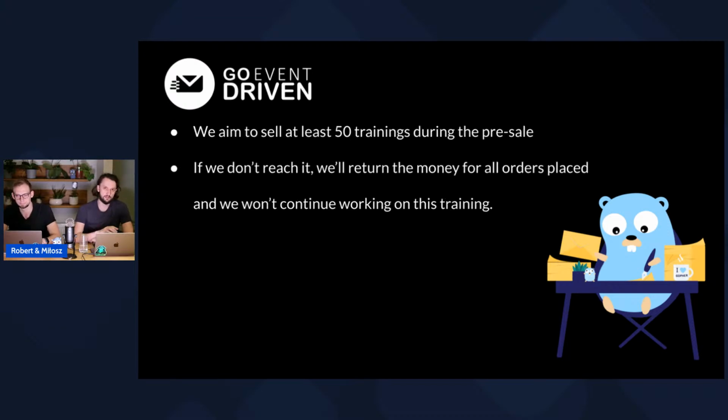And we also would like to ensure that we're working on something meaningful. So our goal is to sell at least 50 trainings. This is some kind of baseline for us, to know that at least 50 people are interested and it makes sense to work on this. If not, no offense, we are just returning money for all orders, and we are thinking about our life. Basically, we could work on another training if it's more popular and more people would buy it. So we just want to know where to spend our time.